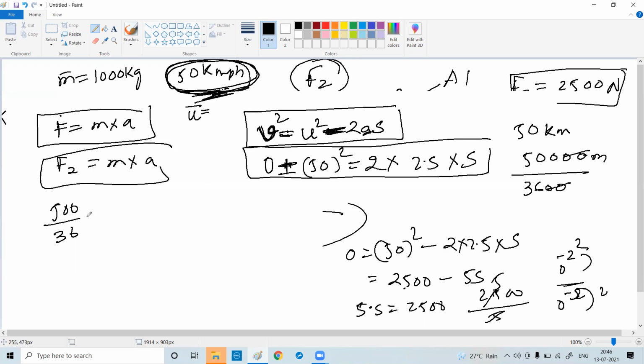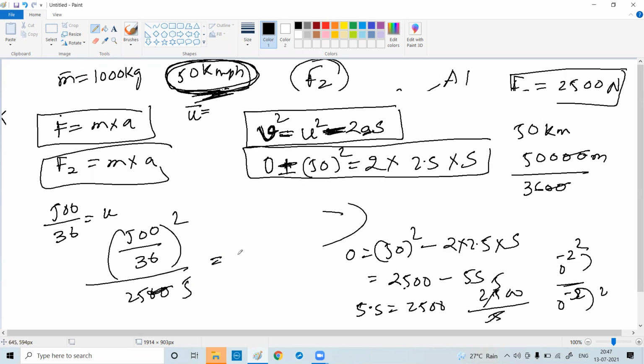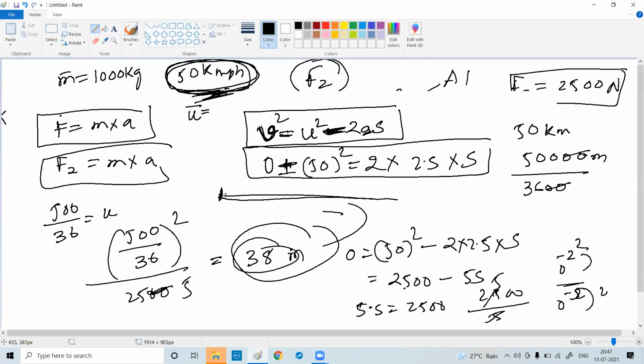So 500 by 36 is your u. Understood? u is 500 by 36, its square, divided by 5. This will come to almost 38-something meters. That means the vehicle will travel about 38 meters more from the time it is applied with the brake of force 1000 Newton.